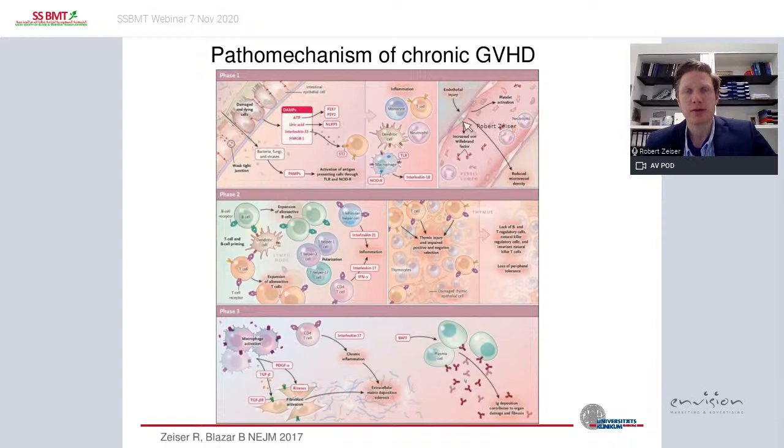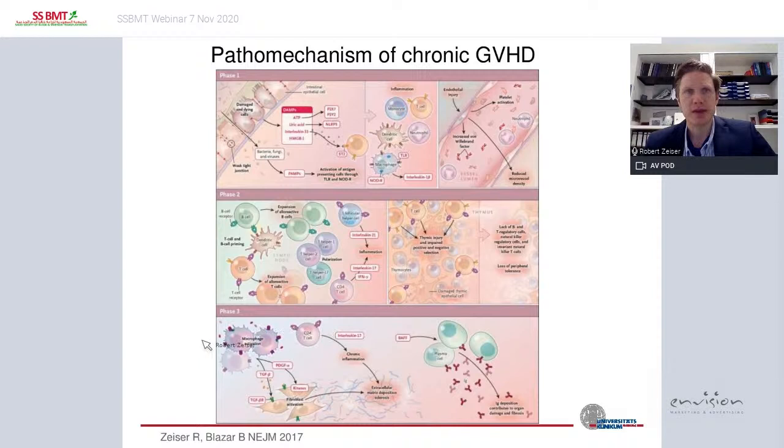In the second phase then, those dendritic cells that have been activated prime B cells and T cells that then become effector T cells and memory B cells. This cannot be controlled because the thymus is also affected by chronic GVHD, and the thymic injury leads to a disturbed positive and negative selection of T cells.